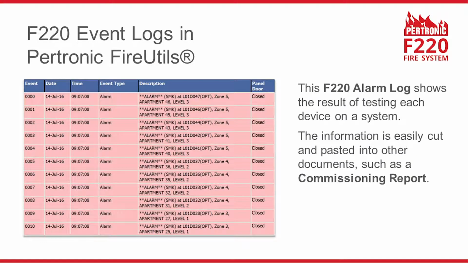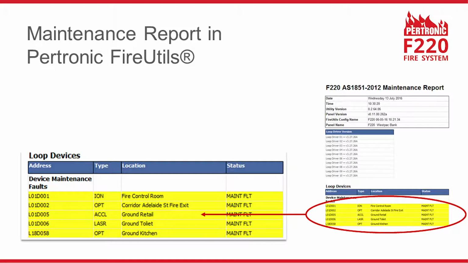You can use the F220 event logs to simplify system testing or commissioning. For example, the F220 alarm log in the picture shows the result of testing all detectors one at a time. When the test is finished, you can easily copy and paste this information into other documents, such as a commissioning report.